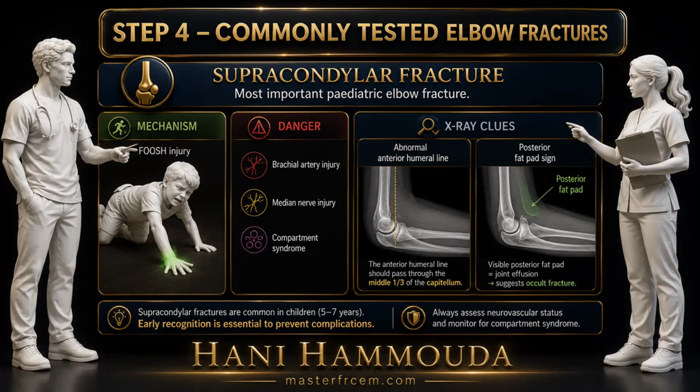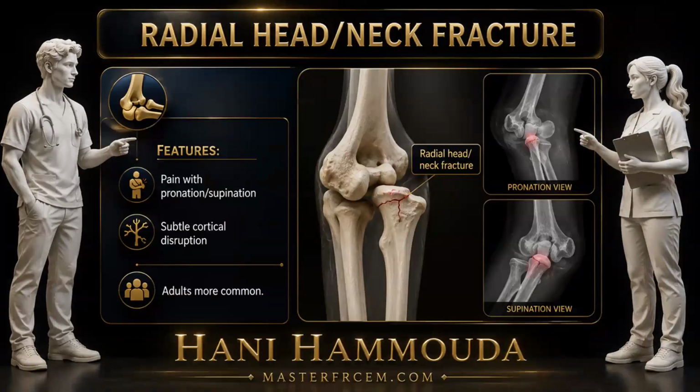Types 1 and 2 may be treated conservatively, and for type 3 we need to urgently consult orthopedics. So for class 1, we will do a back slab and discharge, and for class 2 and class 3, refer to orthopedics for closed reduction. Okay. What other fractures should we think about in the elbow?